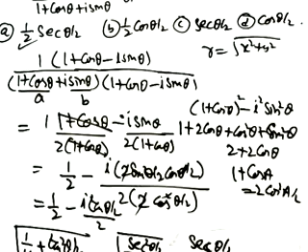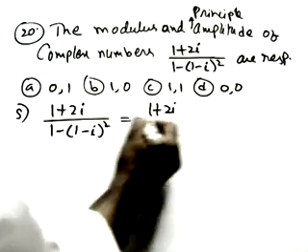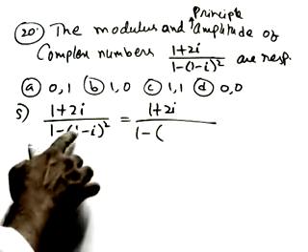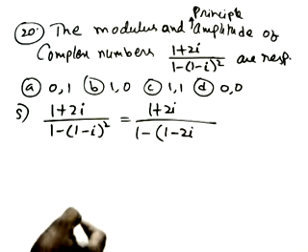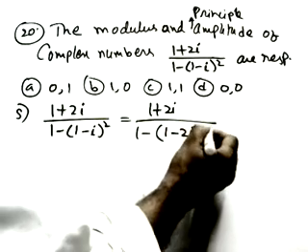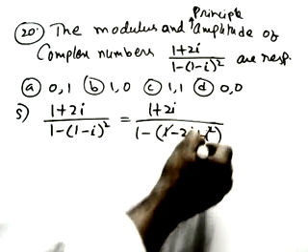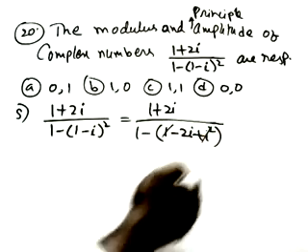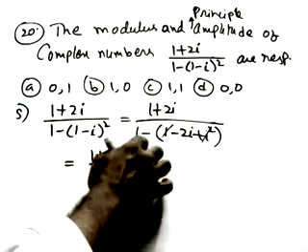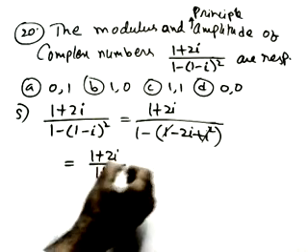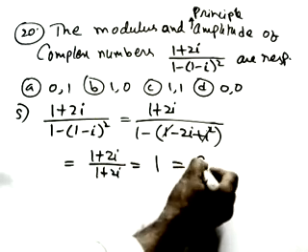So let me do the last question: the principal amplitude of the complex number. See here, (1 plus 2i) divided by (1 minus ...). Let me expand this: a square, 1 square, 1 minus 2ab, minus 2i, plus b square. b square is i square, and i square is minus 1. So this minus and plus will get cancelled. What is left here is (1 plus 2i) divided by (minus minus 1 plus 2i)? So only 1 is left here.